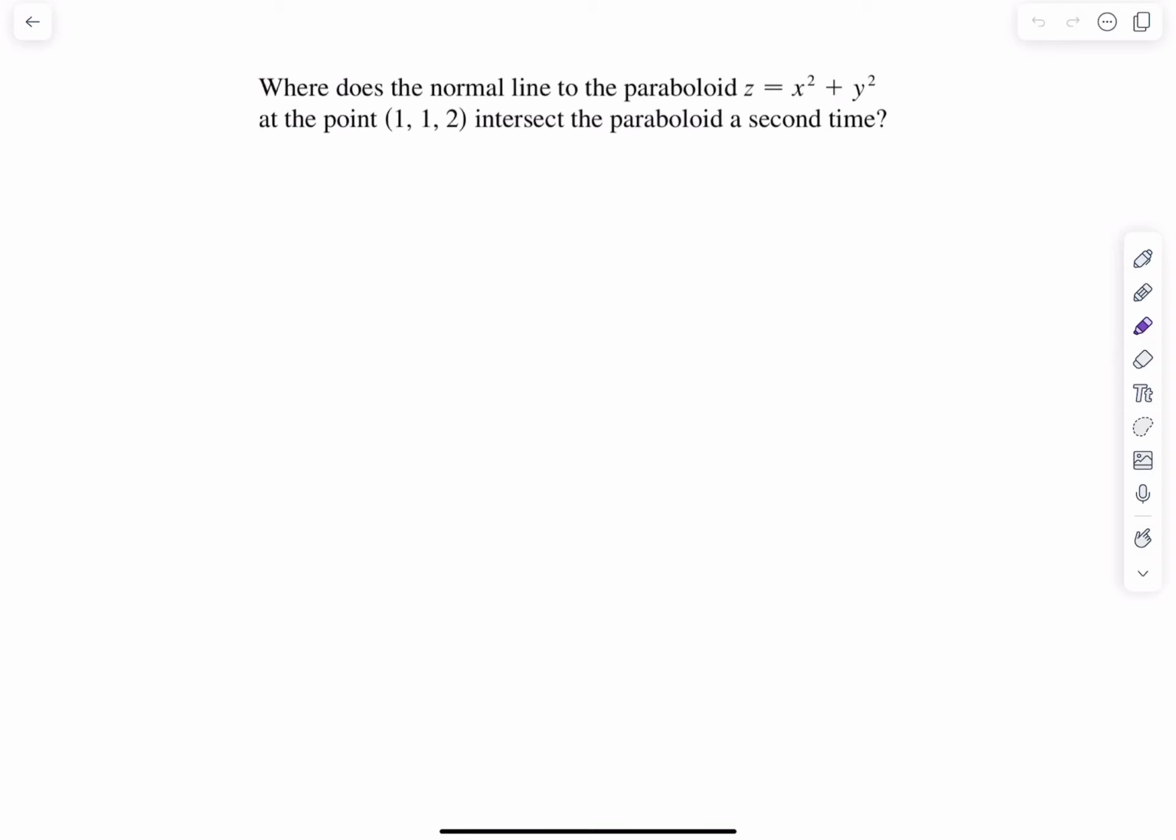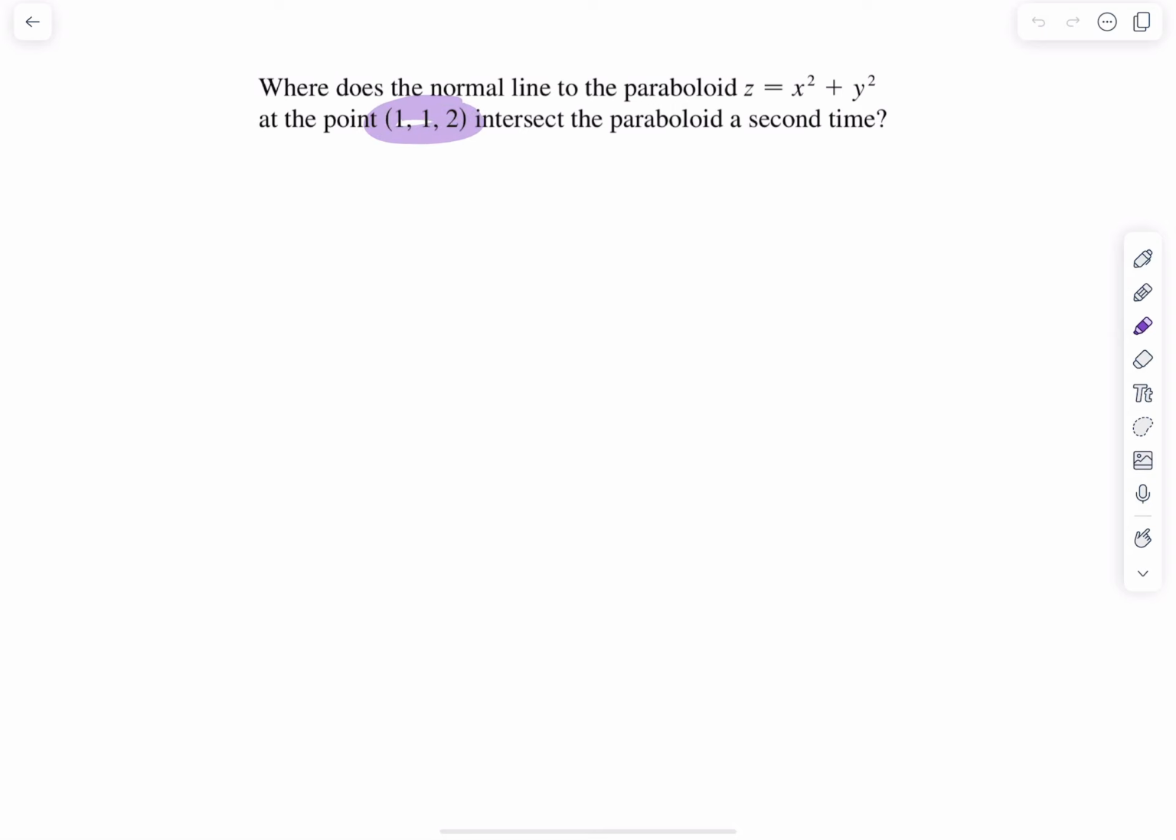In this video, we're going to look at an example of how to solve problems involving normal lines to surfaces. So the problem states, where does the normal line to the paraboloid z equals x squared plus y squared at the point (1, 1, 2) intersect the paraboloid a second time? So we have this paraboloid, z equals x squared plus y squared. You should be familiar, that's opening up in the direction of the positive z-axis. And they've already told us the normal line intersects it at the point (1, 1, 2).